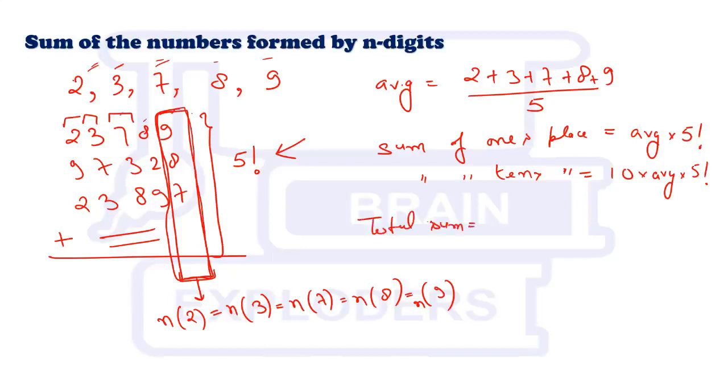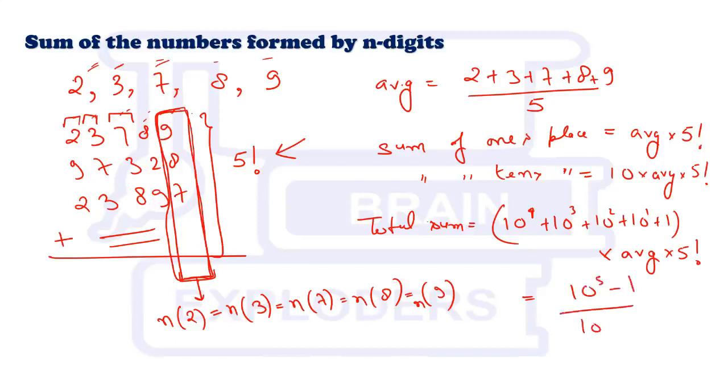Means the total sum is equal to 1 2 3 4, okay, 10 to the power 4 plus 10 to the power 3 plus 10 to the power 2 plus 10 to the power 1 plus 1, multiplied by average multiplied by 5 factorial, which can be written as (10 to the power 5 minus 1) over (10 minus 1) multiplied by average multiplied by 5 factorial. This is the sum of GP. We are using the sum of GP.